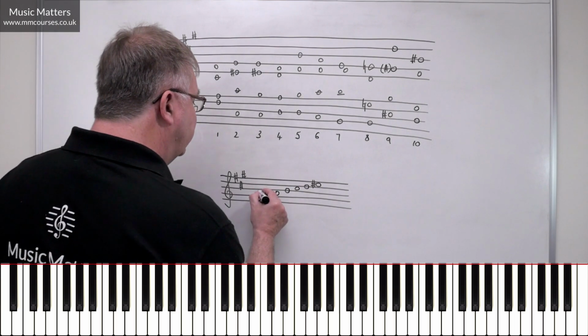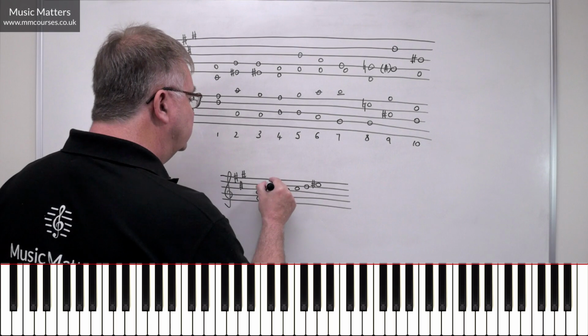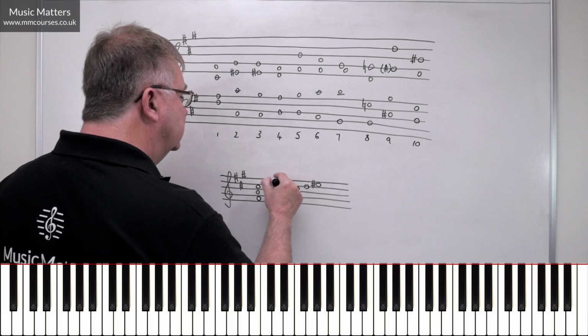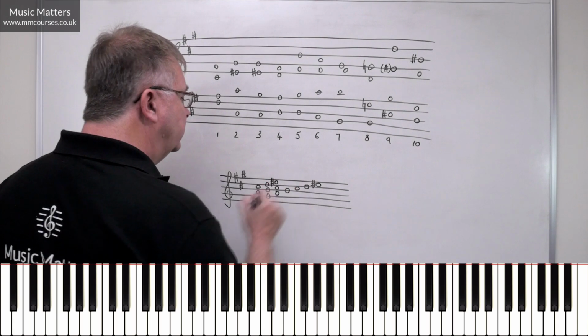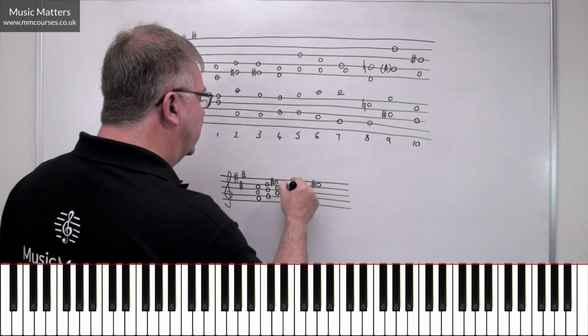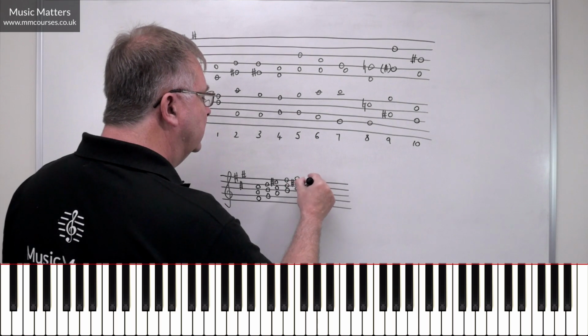Okay, now in order to find the triads, we put the 3rd and the 5th above each of these notes. Because I've got E sharp, anytime E comes up in another chord, it will also need to be sharp. So I've put an E sharp there. Okay, and guess what? Here's another E sharp there.